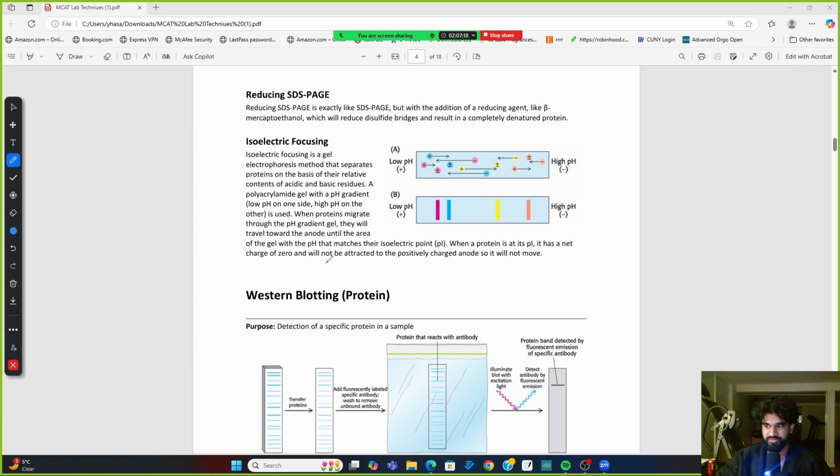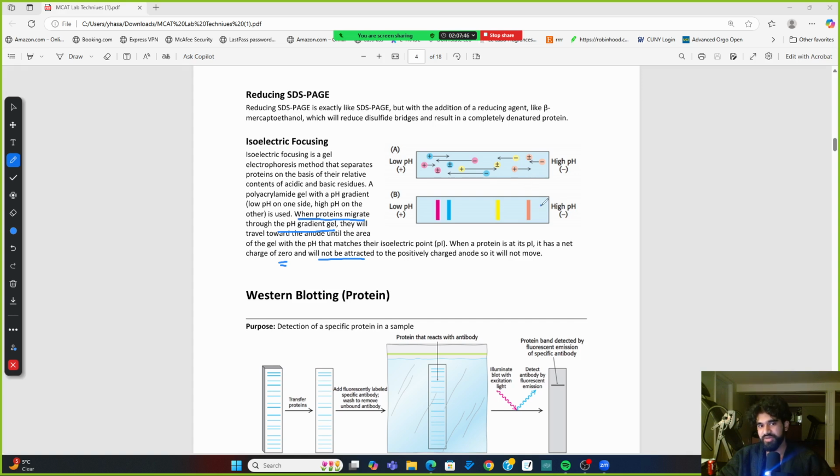Do you cut the protein before putting it through? No, you don't have to. So look, like they said at the end, let's just read the rest of this. When proteins migrate through the pH gradient gel, they will travel toward the anode until the area of the gel where the pH matches their isoelectric point. When a protein is at its PI, it has a net charge of 0 and will not be attracted to the positively charged anode, so it will not move. Okay?